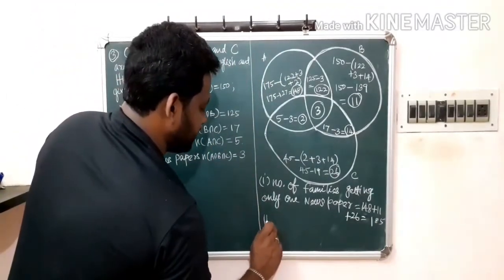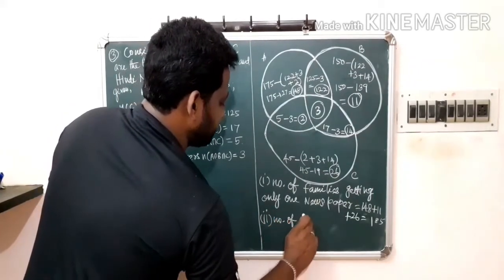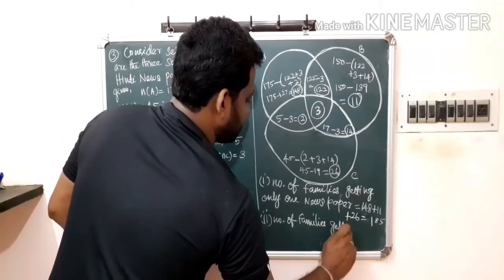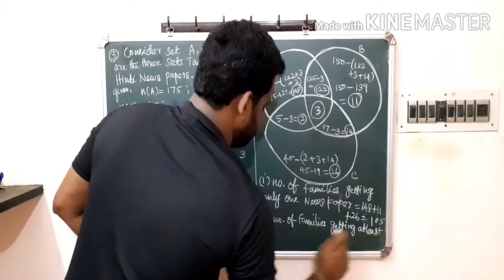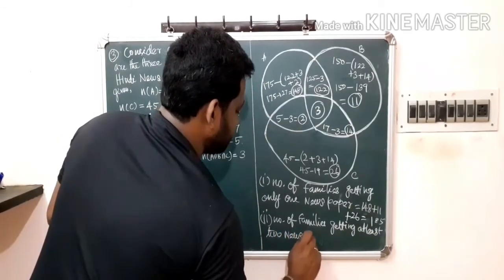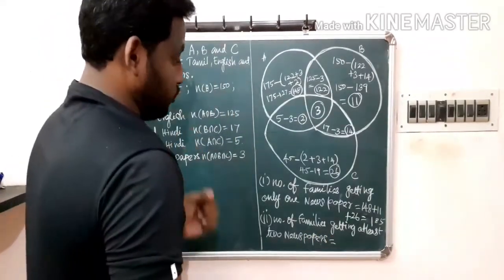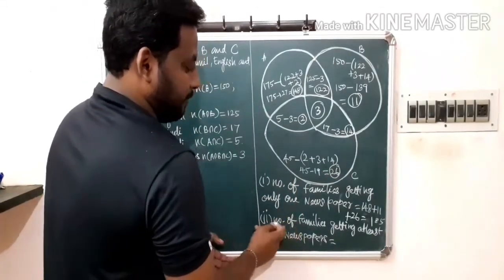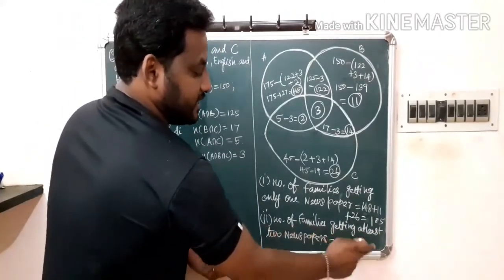And then the second question is, number of families getting at least 2 newspapers. 2 newspapers, which means those who are getting 2 and 3 also. You have to add 3 also. Number of families getting at least 2 newspapers.